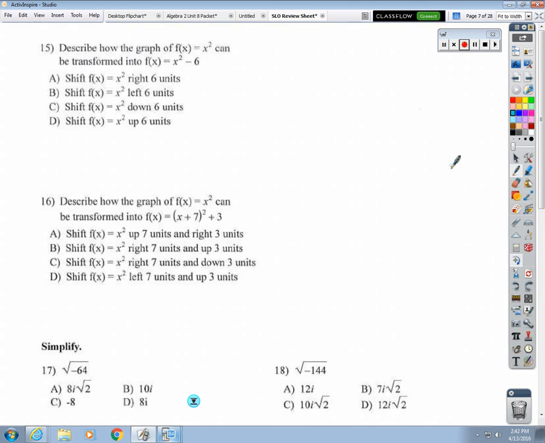Number 15, describe how the graph of f of x equals x squared can be transformed into f of x equals x squared minus 6. Is it right 6, left 6, down 6, or up 6? Down. Okay, let's talk about that.